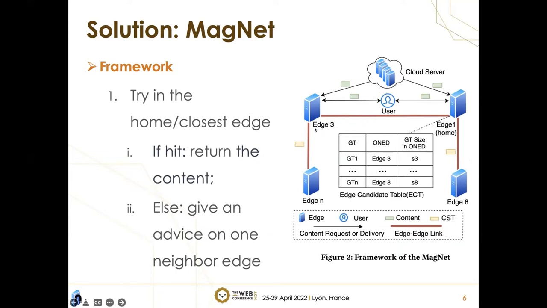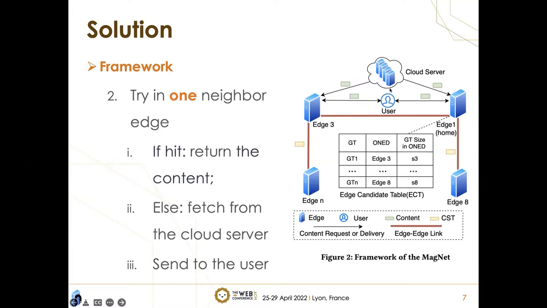For example, the home edge tells the user, okay, you missed in the home edge, and then you should try edge three. So the second step is that the user sends the request to edge three. If it hits, the content is returned, but if not, edge three will fetch the content from the cloud server and then cache one copy locally in edge three. And finally, edge three sends a copy to the user. This is the process of one request.